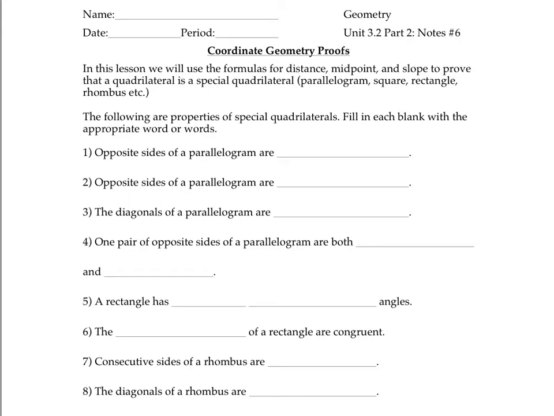To do this, we need to remember some specific ways to prove that a quadrilateral is a parallelogram or a rhombus or a rectangle. So we're going to review some specifics about our special quadrilaterals. Now, number one is just the definition of what a parallelogram is. Opposite sides of a parallelogram are parallel. Number two, opposite sides of a parallelogram are congruent.